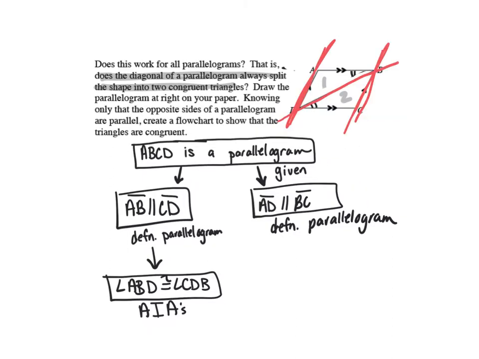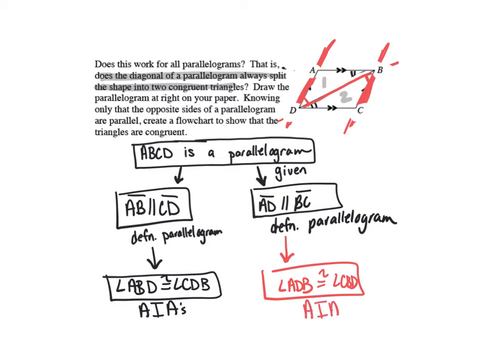Now I'm going to look at the second set of parallel lines, the left side and the right side. As I extend those parallel lines and draw that transversal, I see a new pair of alternate interior angles right here. So off of AD is parallel to BC, I'm going to write angle ADB is congruent to angle CBD. Again, those are alternate interior angles.